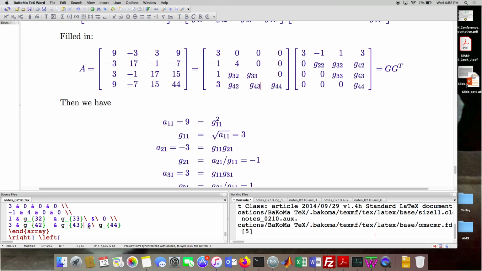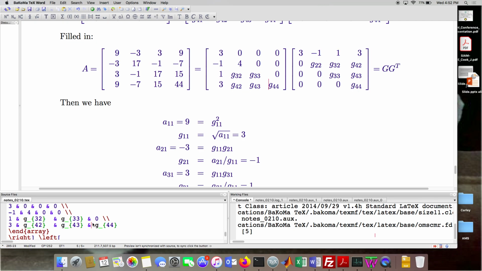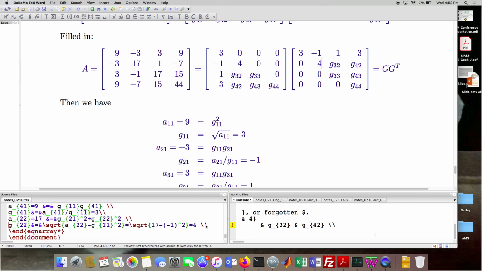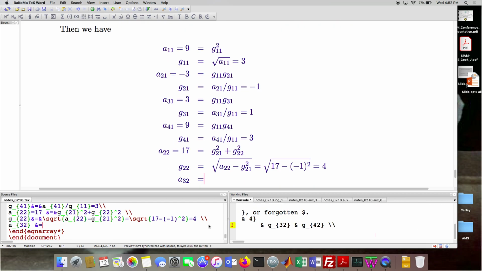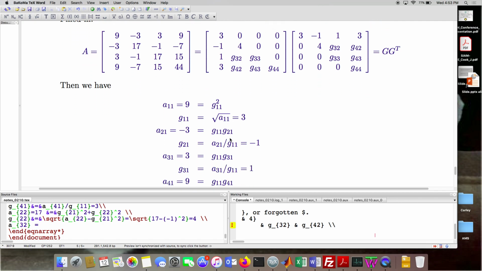Okay, so now I can fill in that entry. I'm just going to get rid of a clutter here. Funny spacing. Okay, so we have 4 there and 4 here. Okay, then we move to the rest of the column, so G32. Okay, so if we look at A32, which is equal to minus 1.